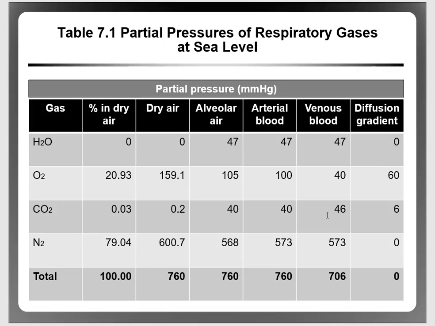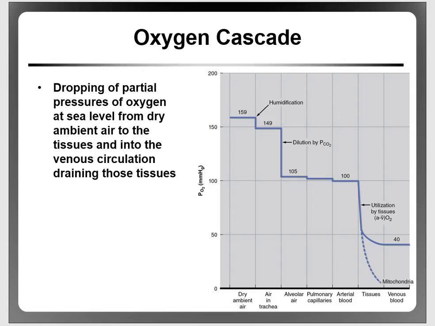And then if we look at figure 7.9, here you see this oxygen cascade. It shows the dropping partial pressures of oxygen at sea level from dry ambient air to the tissues and into the venous circulation draining those tissues. This is called the oxygen cascade. At sea level, our barometric pressure is 760 millimeters of mercury. The partial pressure of oxygen in ambient air would be 159 millimeters of mercury, and that's what's shown here in this oxygen cascade. As that dry air moves through the nose and the mouth, it becomes humidified. Water is basically added, and air in the trachea has a partial pressure of oxygen of 149 millimeters of mercury.